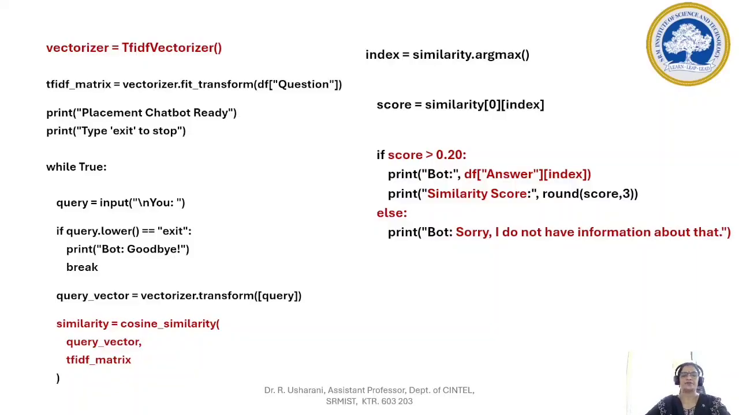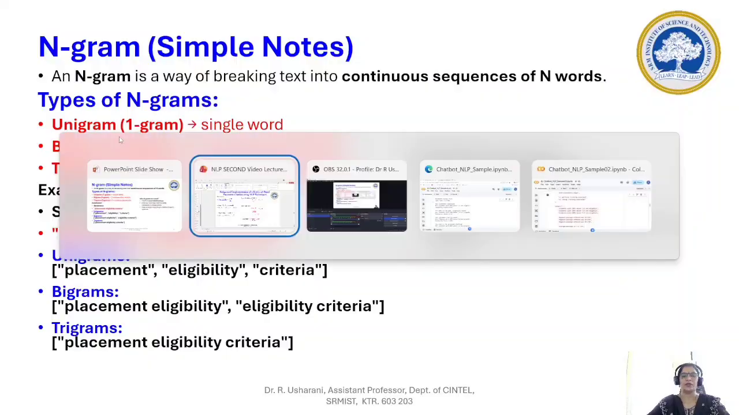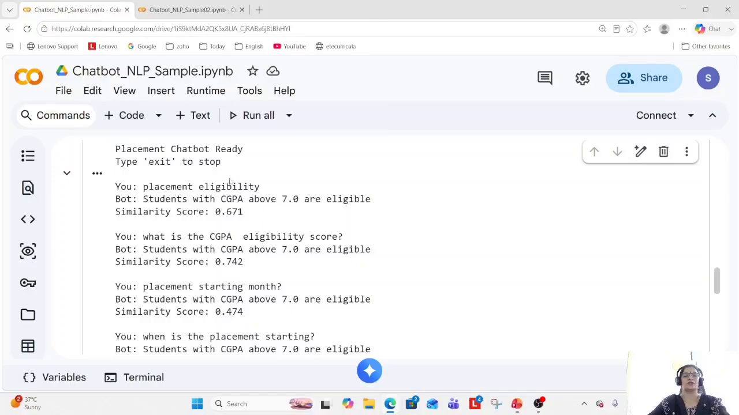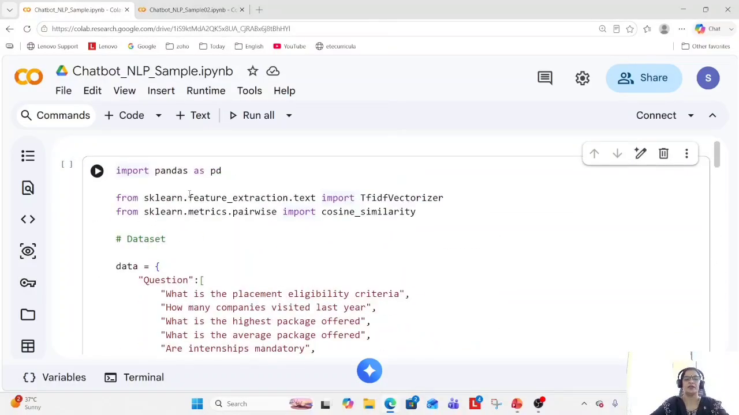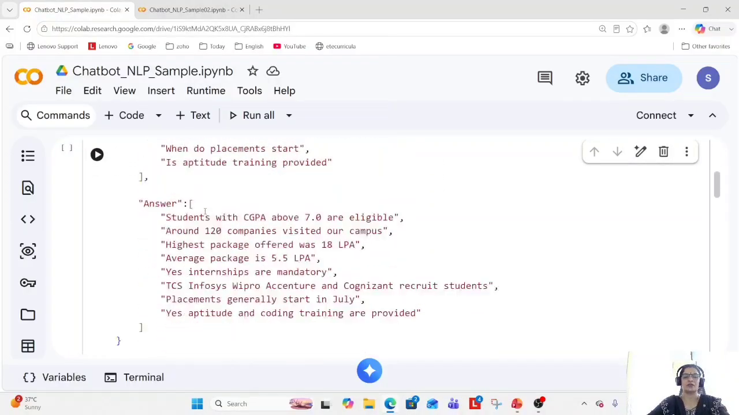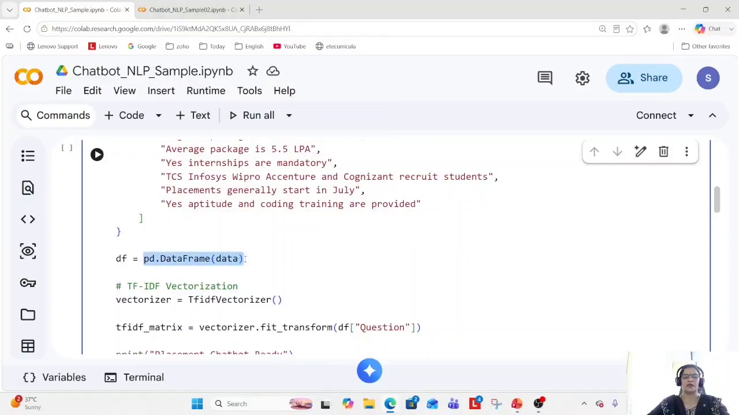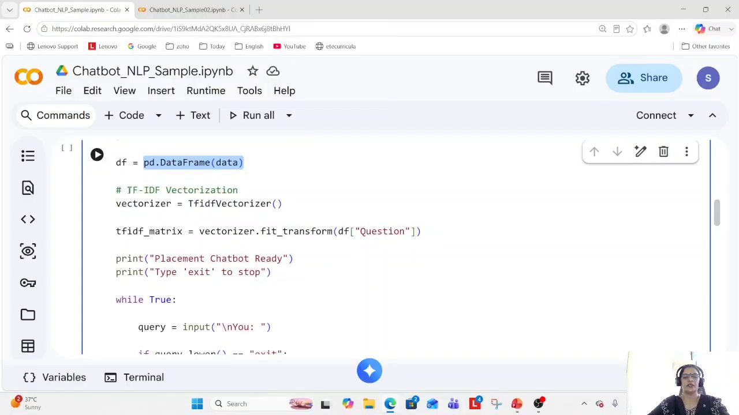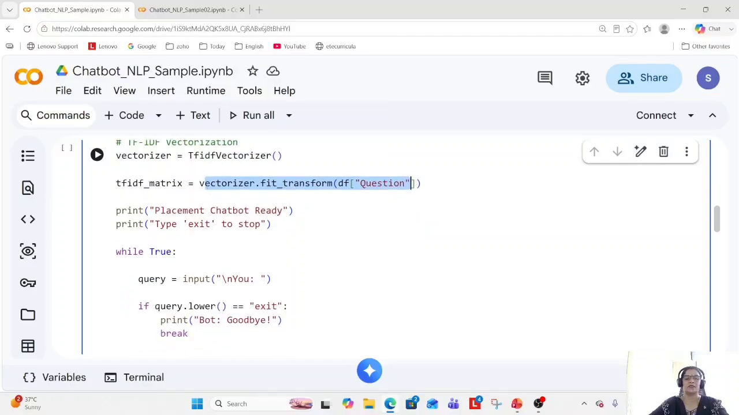First, I will run this program in the Google Colab environment. So this is my first program. Whatever code we already discussed in the PPT, the same code is utilized here, the questions with answers. After that, the question and answer are added to the data frame for further usage. Then we introduce the TF-IDF vectorization using this method.